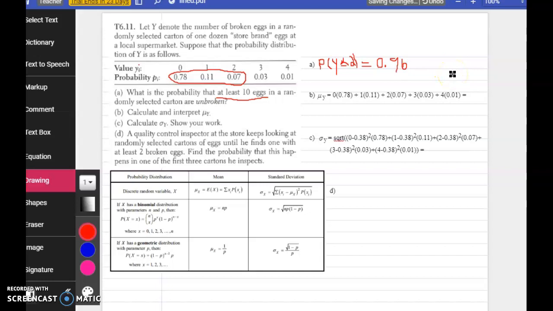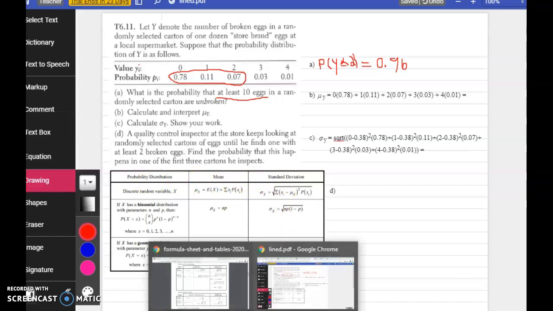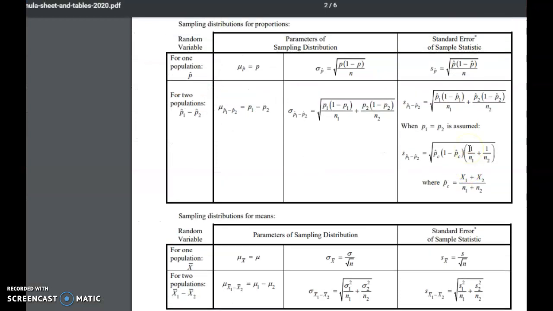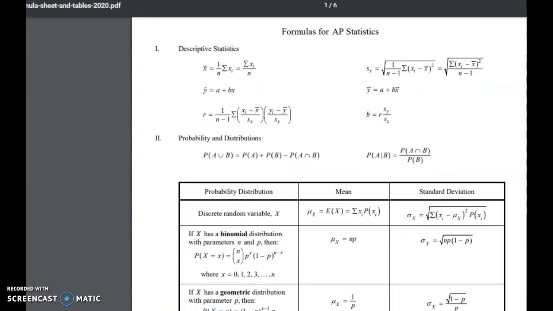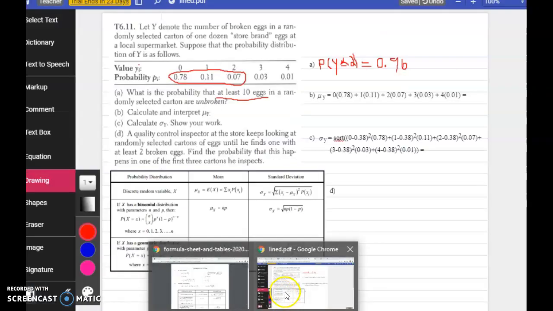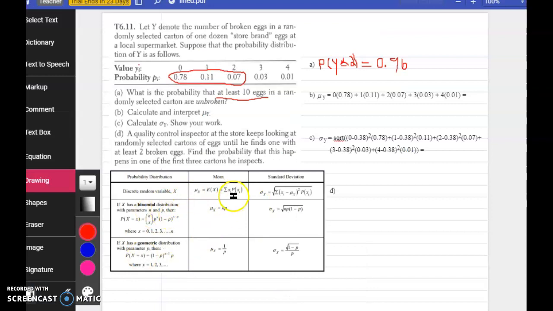And then B, calculate and interpret the mean. I got this right from AP, who just posted how the formula sheet will look for you guys. So I copied this from the actual formula sheet. Here are all the formulas, and I'll add it probably to this post, and I'll add it several times the rest of the year here. So this came right from the AP formula sheet.